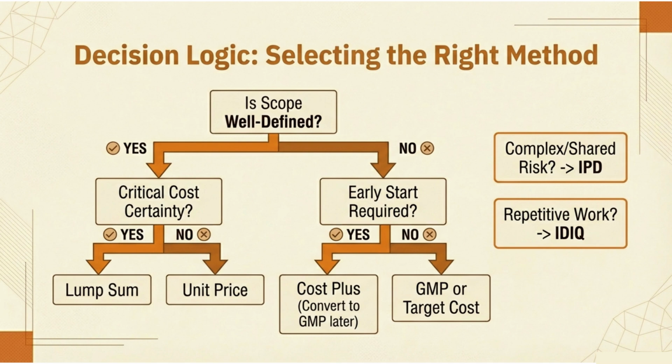Special cases, right side. Complex shared risk, IPD, integrated project delivery. Repetitive work, IDIQ, indefinite delivery, indefinite quantity. This is your decision flowchart. Follow it, and you'll pick the right contract type 90% of the time.